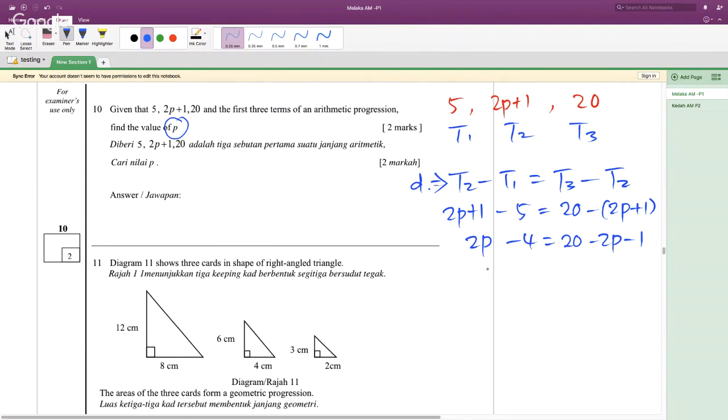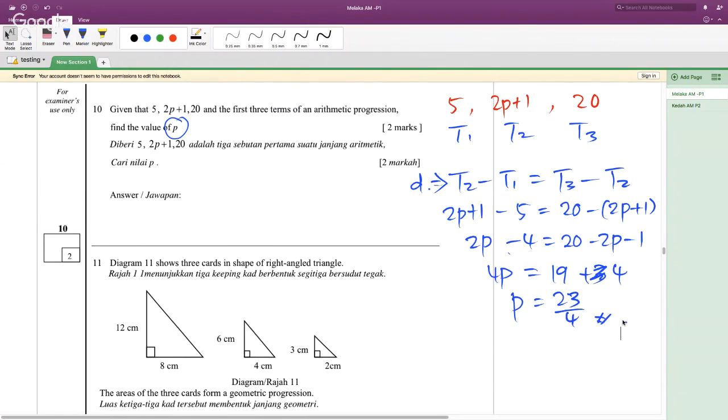Negative 2p, I move here, will become 4p. And 20 minus 1 is 19. The negative 3, I move, will be plus 3. So p equals 23 over 4. All right, this is how we do the p. It's actually quite easy if you understand the logic.